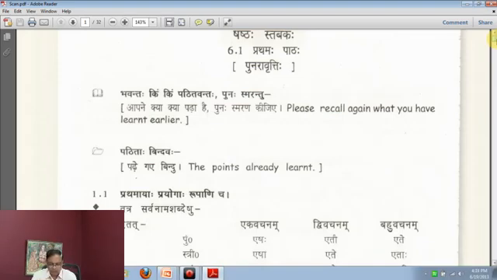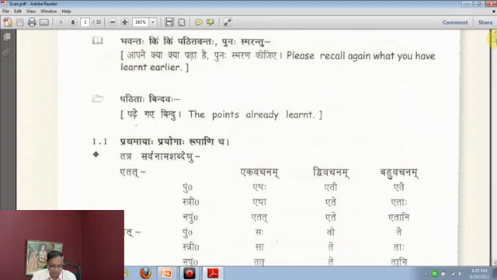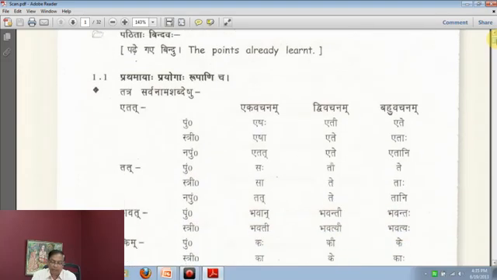Now, what is the first one? We started with this pronoun, etat, demonstrative pronoun. Can you read? Yeah. That will be better for you. Recalling, etaha, eshaha, etau, ete. Now, if you remember, Srinivas, in the beginning we started this book with etat one.